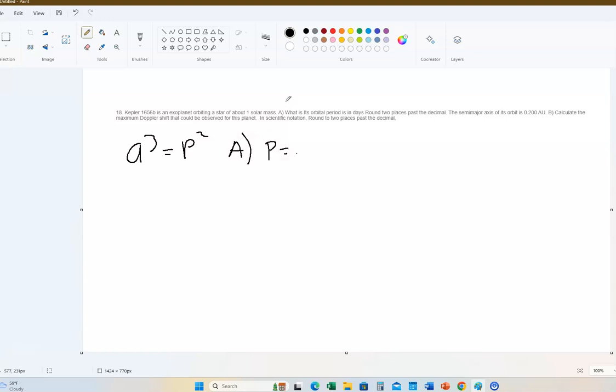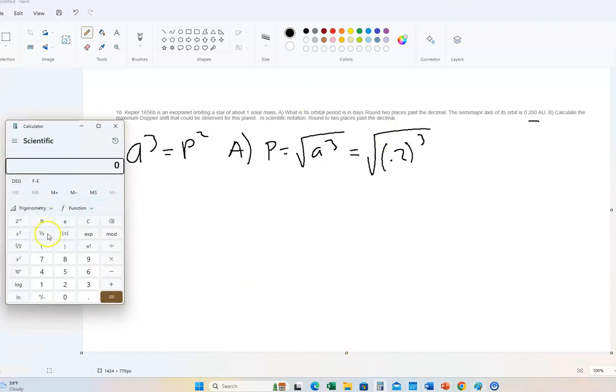Part A is just solving this for p, right? The period is, of course, going to be the square root of a cubed. Now the period comes out in years, so we do have to convert it to days, but that's going to be pretty trivial. So it's going to be equal to the square root of 0.2 astronomical units. Remember, a has to be in astronomical units, and it's given to us right here, 0.2 AU, and I've got to cube that. I'll use the computer calculator right here.